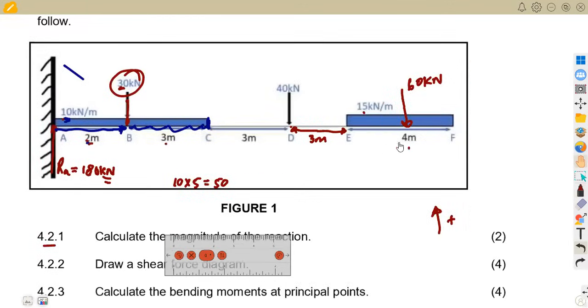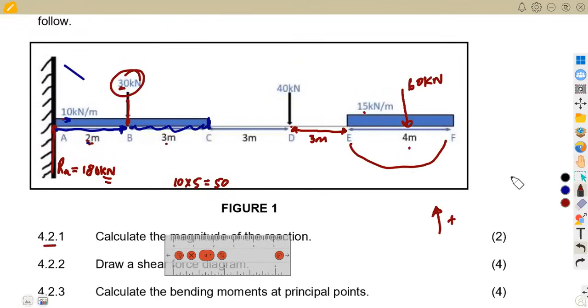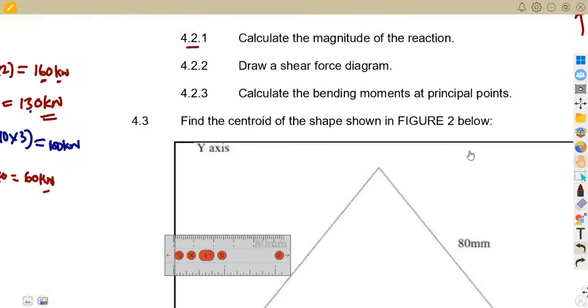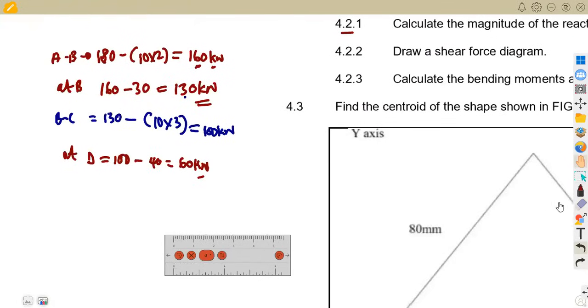What's going to happen now from E to F? Between E and F, there is a distributed load of 15 kilonewton per meter. So we are going to subtract 15 kilonewton per meter times 4 meters, as it's affecting the rest of the 4 meters. Remember, we are at 60 kilonewton in this case.